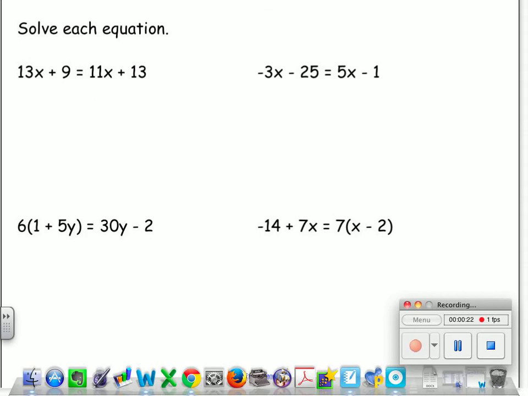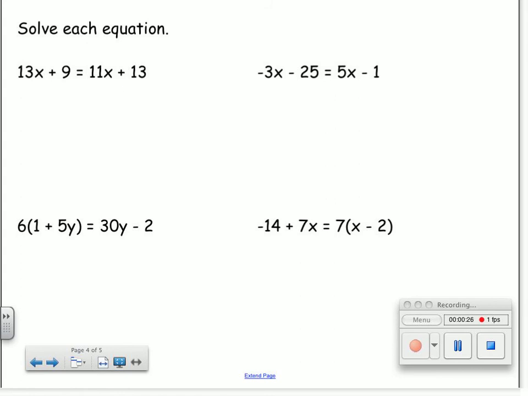So if you look at this first question here, we've got 13x minus 9 is equal to 11x plus 13. The very first thing we need to do is get the x's all on one side. I like to do that by getting the positive x's. So I'm going to subtract 11x from both sides.